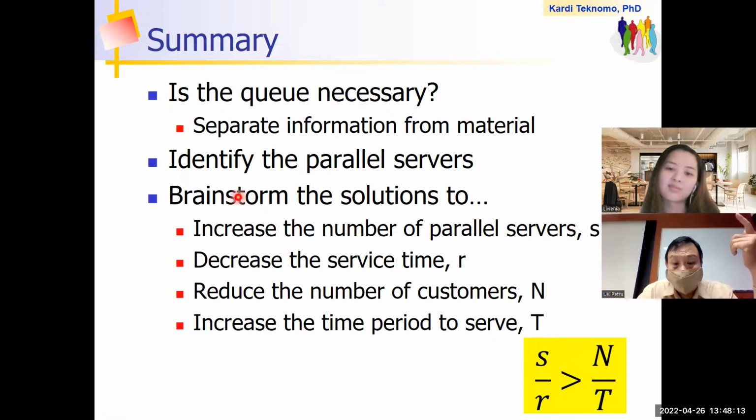So again, this is the summary from this slide. Okay, so question, discussion. Come on.